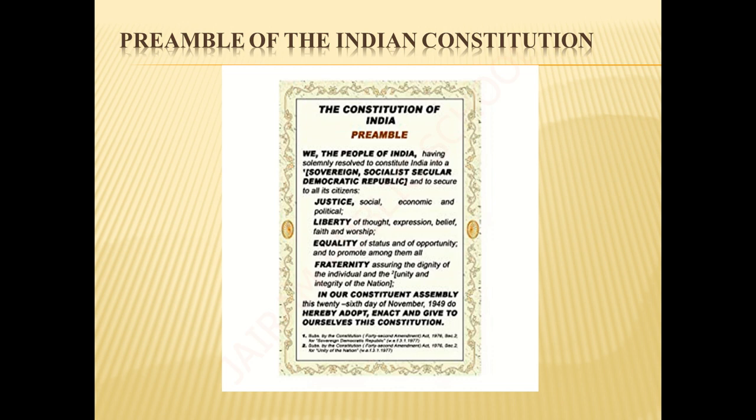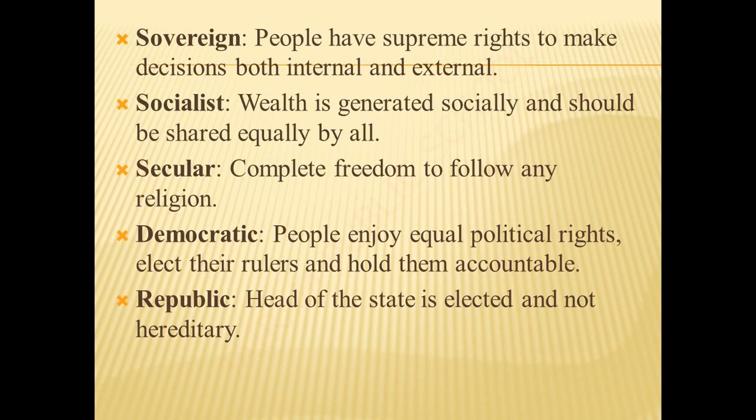The words which are all in capital are very important. Let us now see the meaning for each and every word. Sovereign. People have supreme rights to make decisions in both internal and external aspects of the country. So the people have the right to interfere in the decision making of the country. Socialist. Wealth is generated socially and should be shared equally by all. The wealth which is present in our country belongs to each and every one of the country, and it should be shared by everyone in an equal manner.